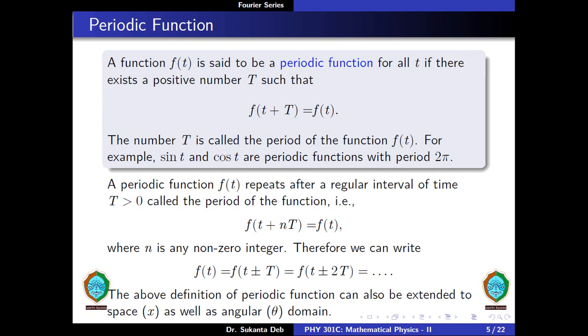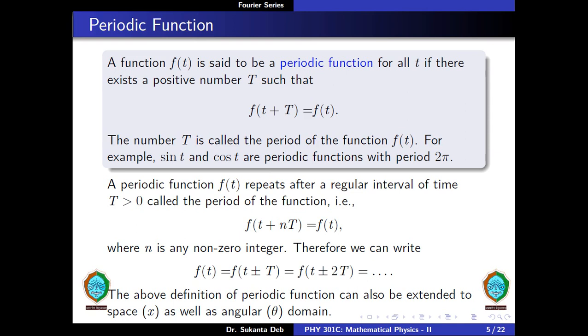Periodic function. A function f of t is said to be a periodic function for all t if there exists a positive number capital T such that f of t plus capital T is equal to f of t. The number capital T is called the period of the function f of t. For example, sin t and cos t are periodic functions with period 2 pi.